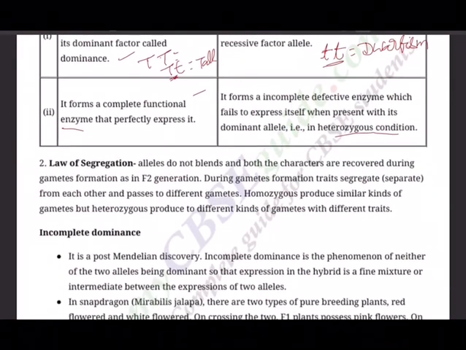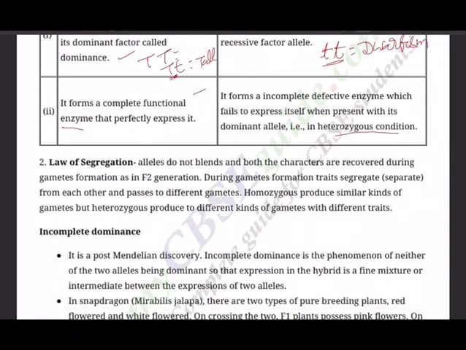And the second law that he proposed based on this is law of segregation. Alleles do not blend and both the characters are recovered during gamete formation as in the F2 generation. What is segregation? Separation. Separation of the genes in the gametes. So during gamete formation, traits get separated from each other and pass to different gametes. Homozygous produce similar kinds of gametes, but heterozygous produce different kinds of gametes with different traits.